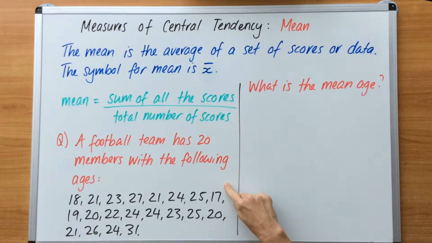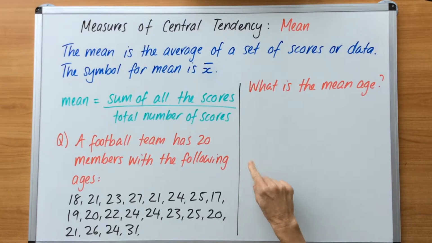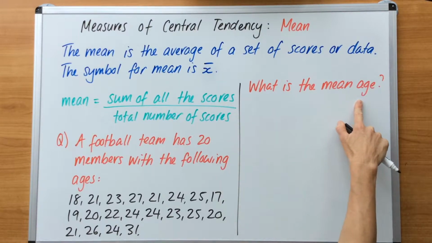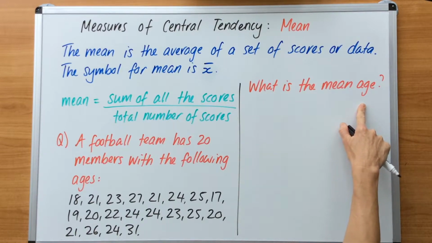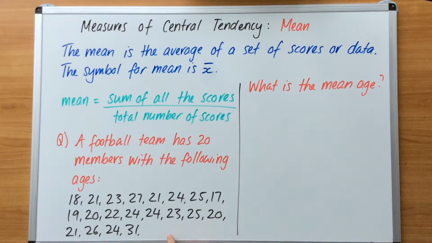And I've got an example here which I'm going to calculate and show you how to get the mean, which is the average. So the question says a football team has 20 members with the following ages. And there are 20 numbers here of all different ages from the people in this team. So what is the mean age, or what is the average age? So I've got to figure out the mean, the average age of the people in this team.